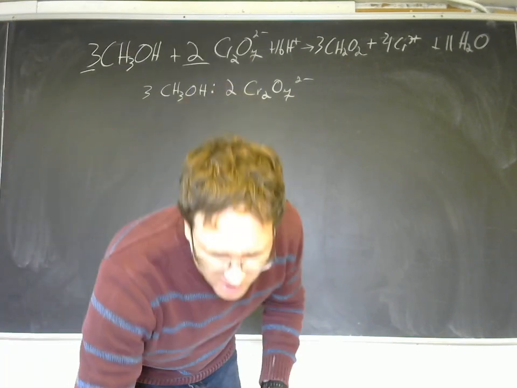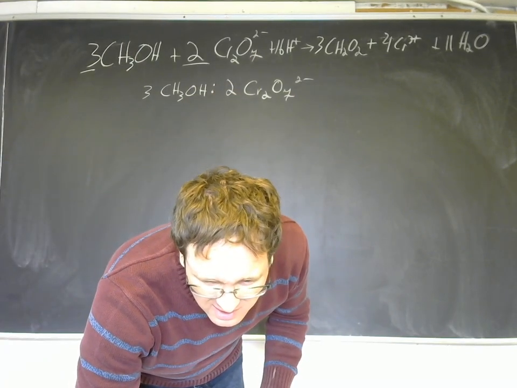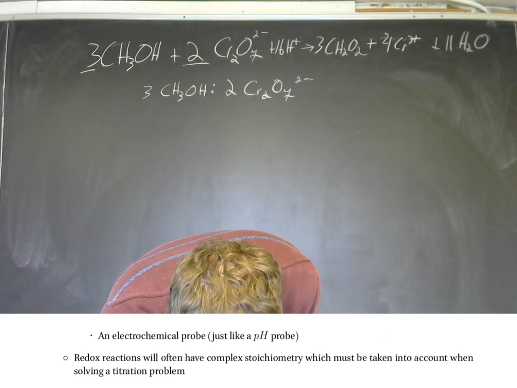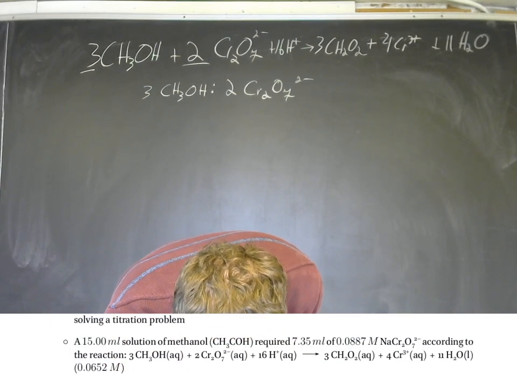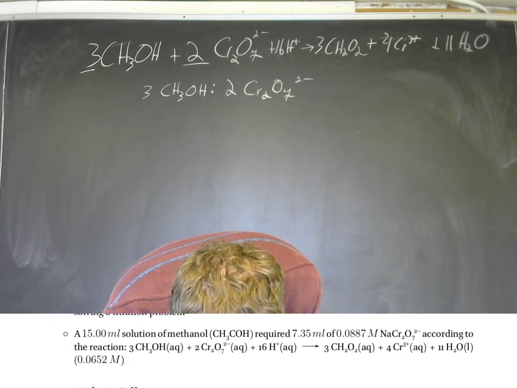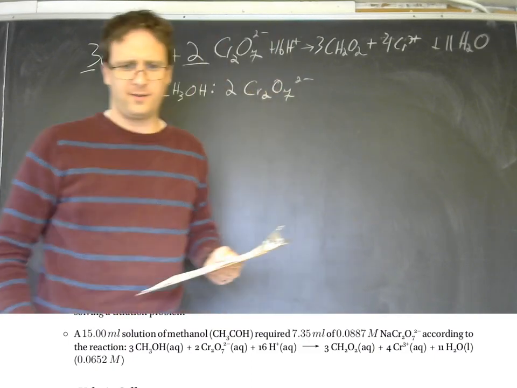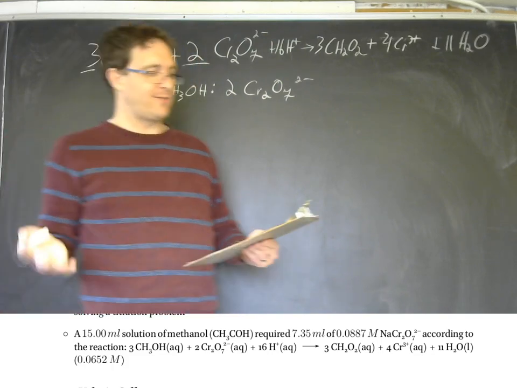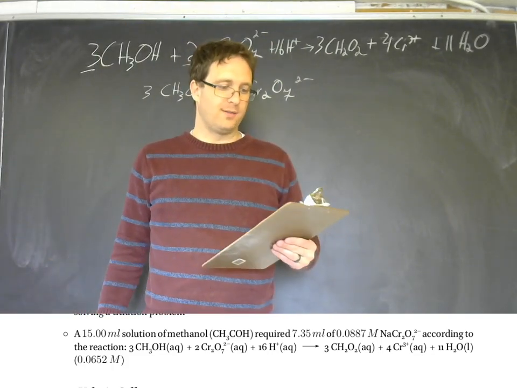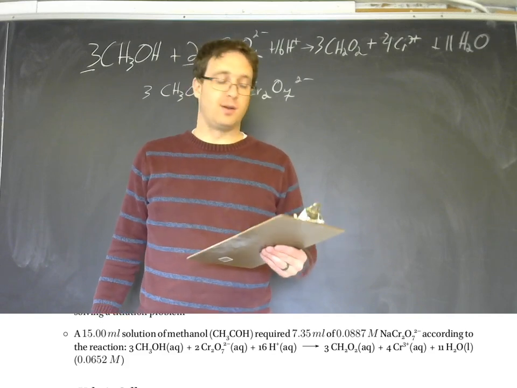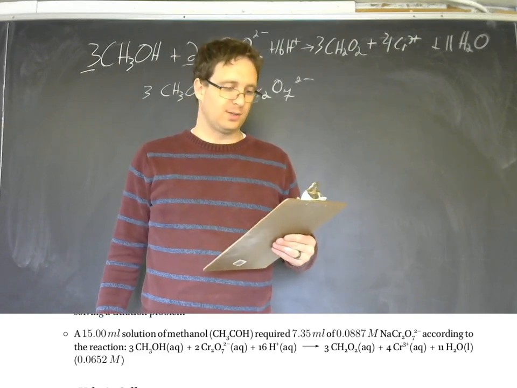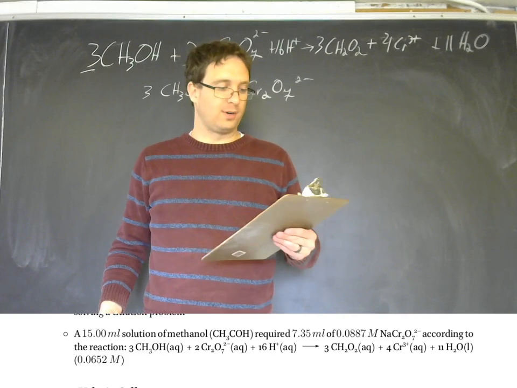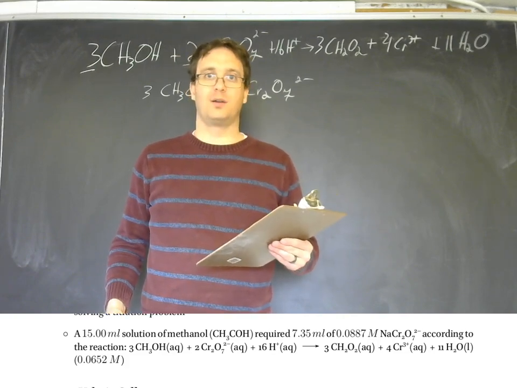Let me pull up our practice problem. Okay, if you have a 15 milliliter solution of methanol that is titrated with 7.35 milliliters of 0.0887 molar sodium dichromate solution, according to this reaction, then what is your original methanol concentration?